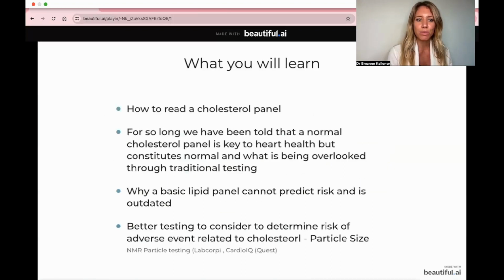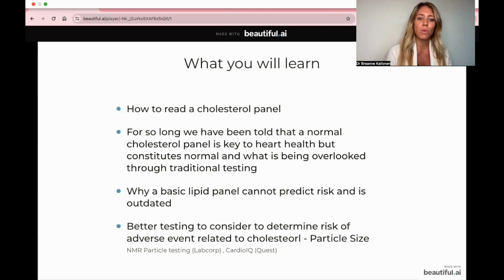What you're going to learn in this presentation is how to properly read a cholesterol panel. For so long, we have been told that normal cholesterol is really the key to heart health. But what even constitutes normal and what is actually being overlooked through traditional testing? There is a better way to test to truly predict individualized risk.